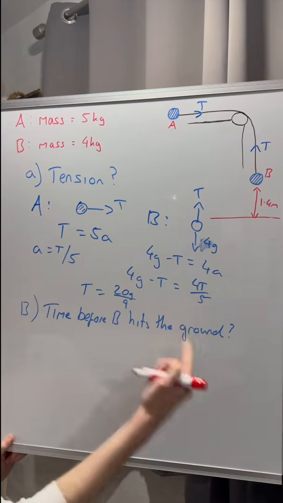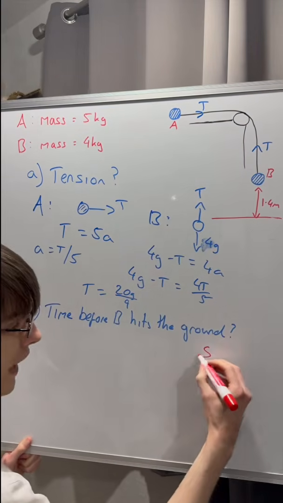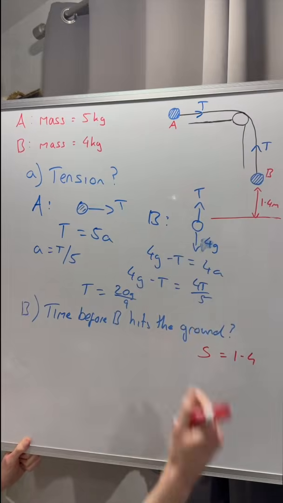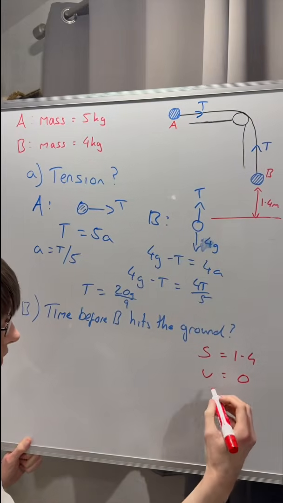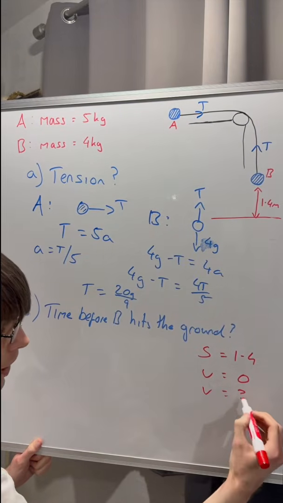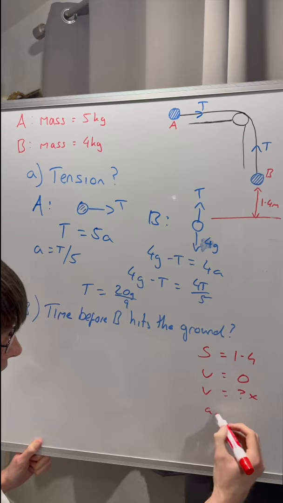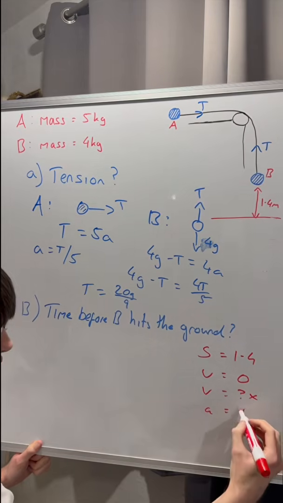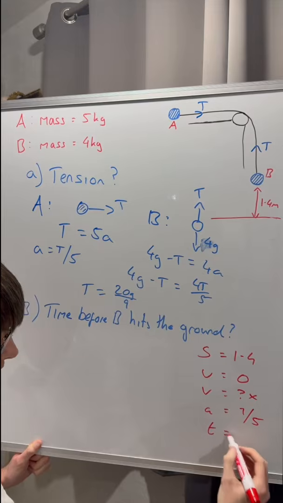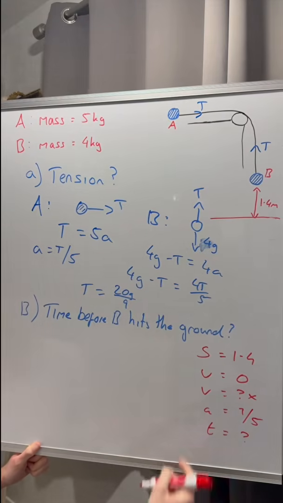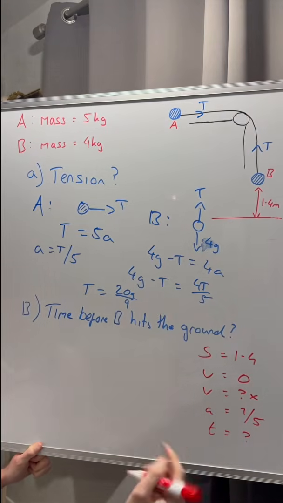Okay, for part B, I'm involving a time, so I'm obviously going to need a suvat. So I've got s is 1.4, that's how far it's going to travel. u is 0, because we're starting from rest. v, I don't know v, but I also don't really care. a, well, I know a, it's T over 5. And t is what I'm trying to figure out. So I don't have a v, so what do I have? An s, a u, an a, and a t.